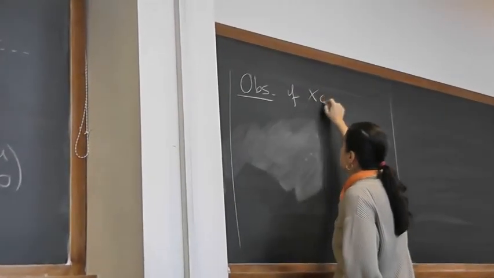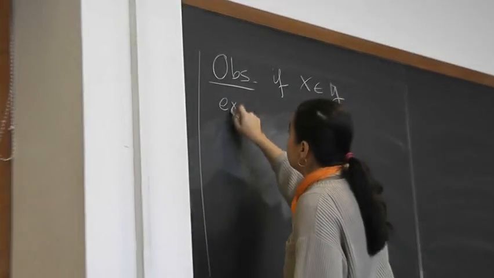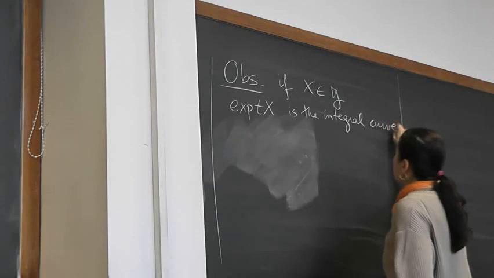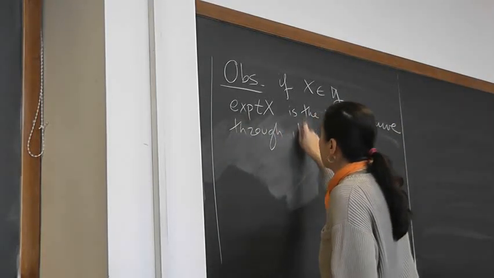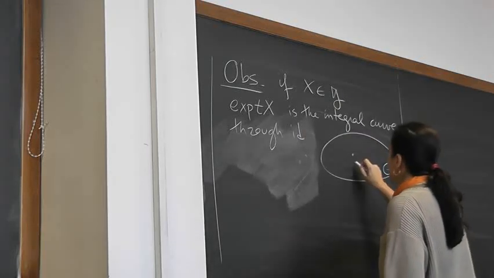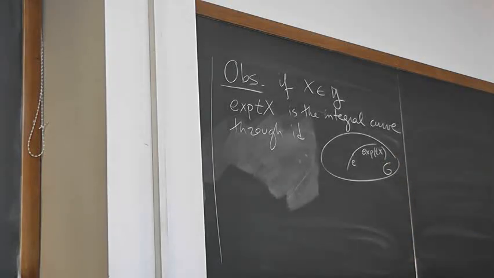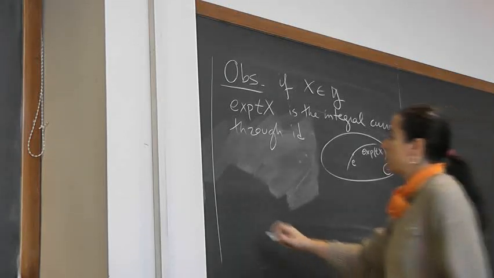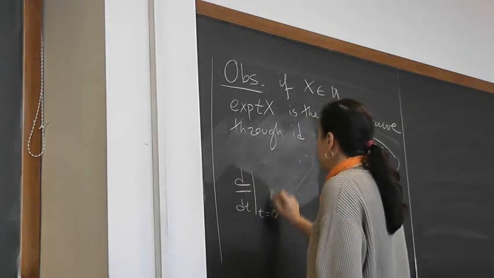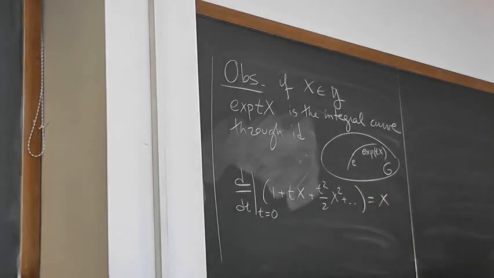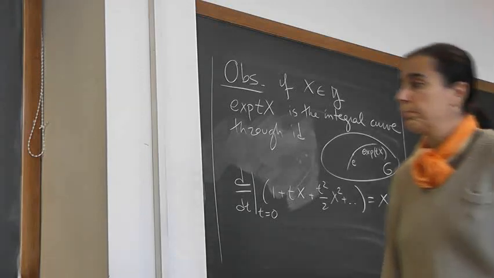So if X is an element in the Lie algebra, then exp(tX) is the integral curve through the identity. So this is G, and if this is the identity, this is the exponential of tX. This is something that we said the last time. Because when you differentiate, you really get X. So this is the argument.